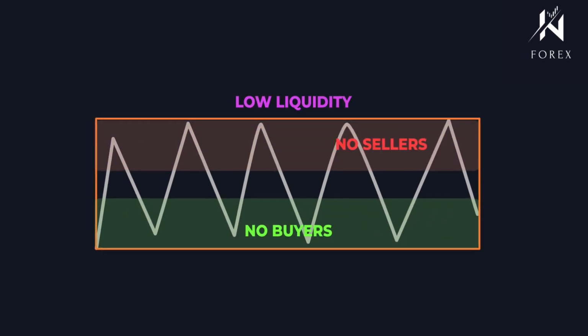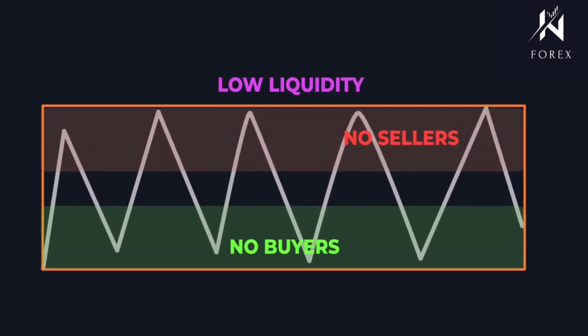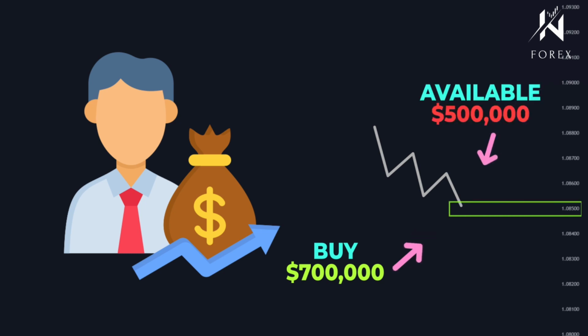Here's the catch. Every trade needs a match. A buyer plus a seller equals a trade. No match, no trade. Let's say a big player wants to buy $700,000 worth of something, but only $500,000 is available at that price. What happens? Their order eats through the price levels. Price shoots up. That's called slippage. And trust me, big players hate slippage.